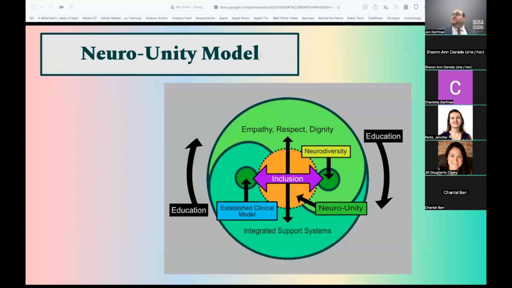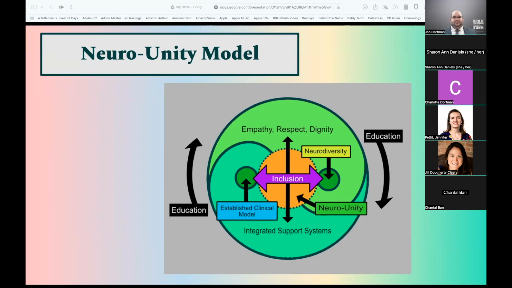So to give a visual, imagine this as a spinning wheel. Education is turning the wheel. The wheel is made up of empathy, respect, and dignity, working in tandem with the integrated support systems. Without either one, it doesn't turn. Neuro-Unity is acting as a bridge of inclusion between proponents of the established clinical model and the proponents of neurodiversity. So if you think of that as a spinning wheel, we want that wheel to keep spinning forward.